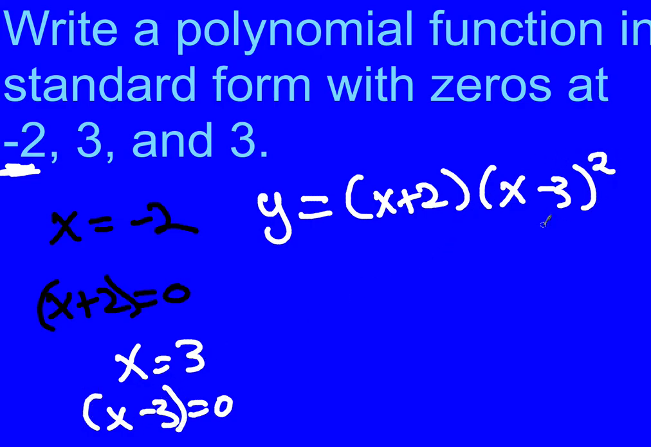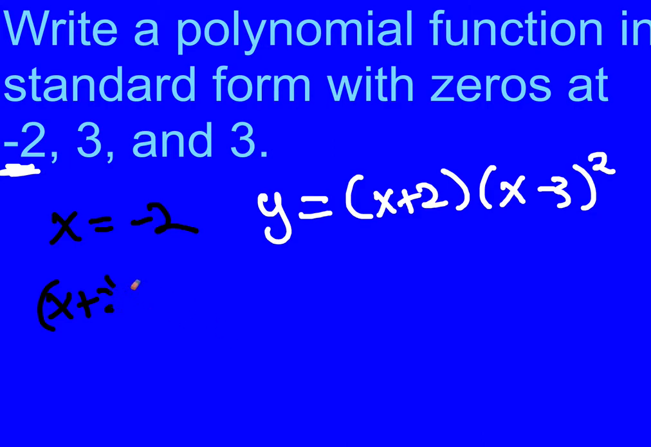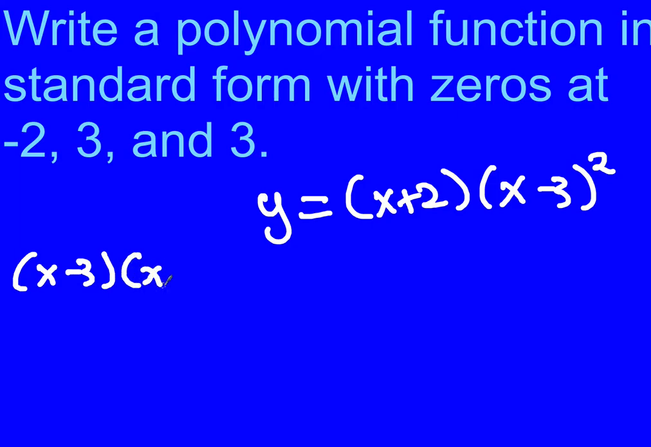But then it shows up twice. X minus 3 shows up twice. So this here is our polynomial in factored form, and we need to write it in standard form. So we need to multiply this out. So I'm going to multiply out x minus 3 times x minus 3 times x plus 2. Notice I just changed the order. The order doesn't matter. I'm going to get the same thing either way.